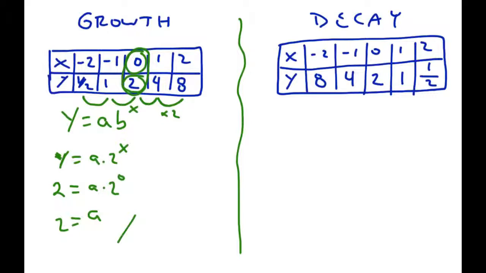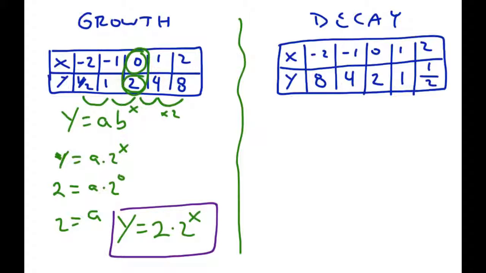So now I can plug that in. y equals a, which is 2, times b, which we already found out was also 2, to the x power. And that is my growth function: y equals 2 times 2 to the x power.